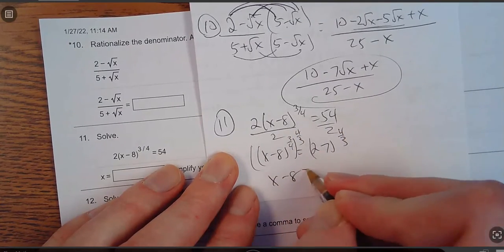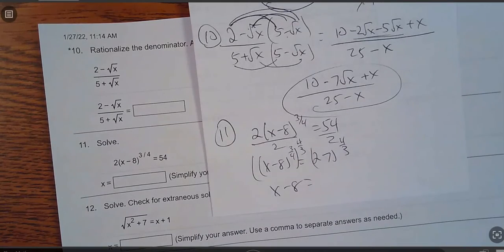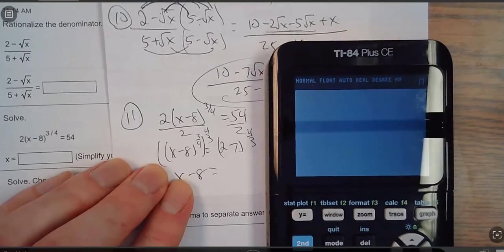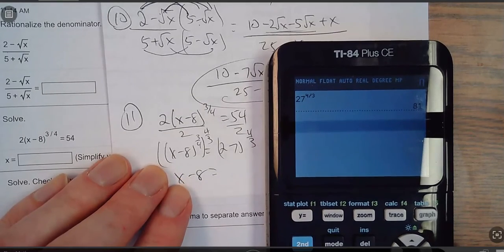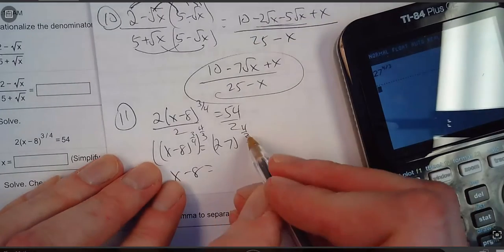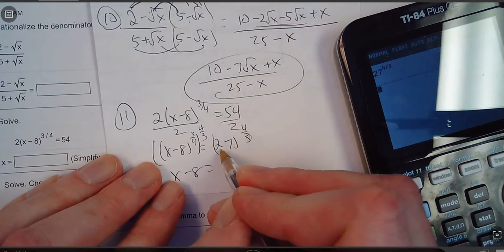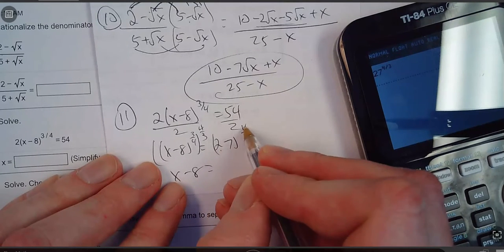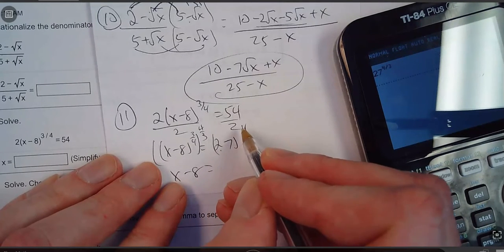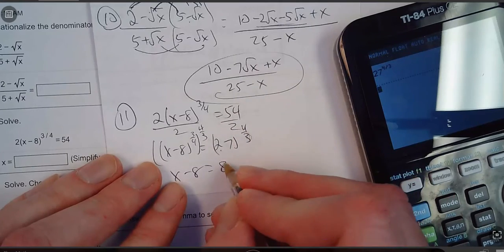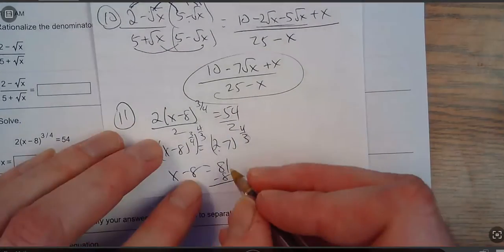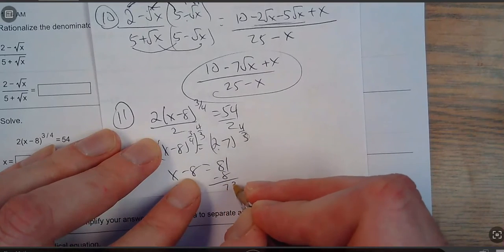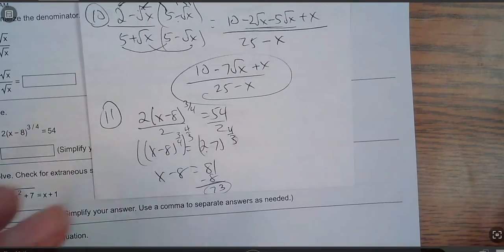We got x minus 8 on the left side. And if you just want to let the calculator do it, you can. So 27 to the 4 divided by 3 power is 81. If you don't have a calculator to do it, remember the bottom number is a root. Cube root of 27 is 3, 3 to the 4th. So 3 times 3 times 3 times 3, that's 9 times 9, which is 81. And then subtract 8 from that. So that would be, what, 73? Yeah, 73.